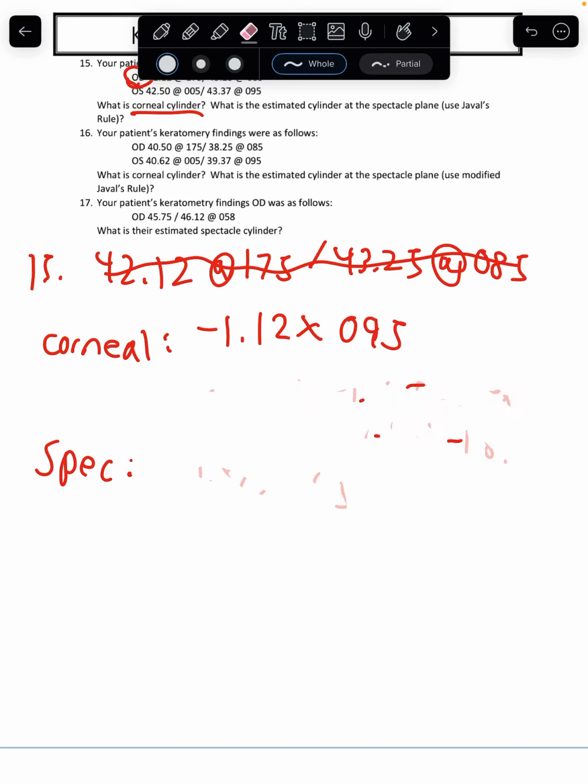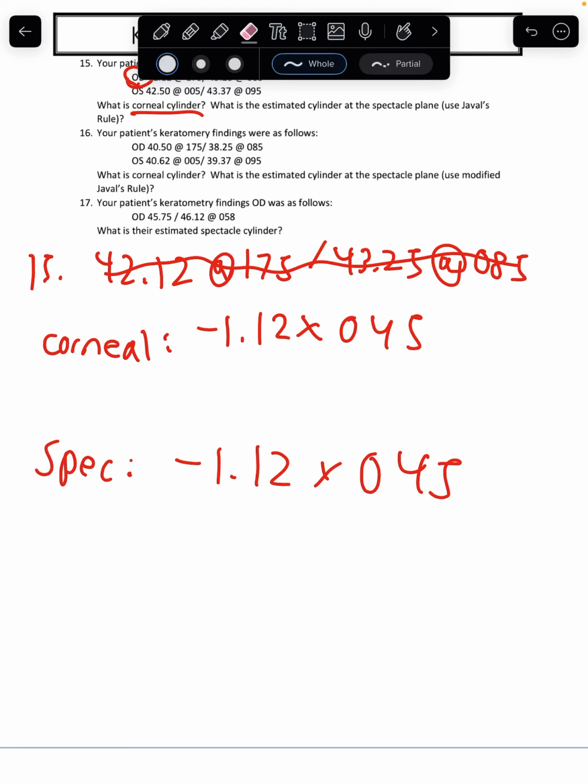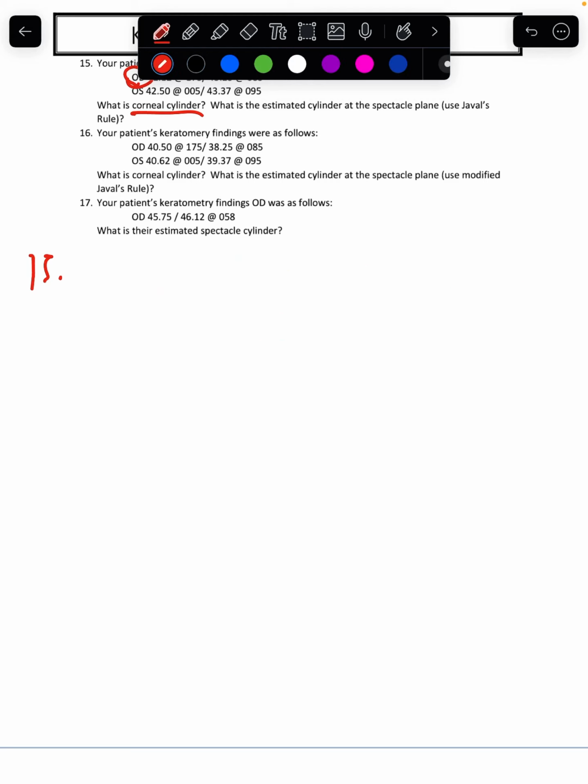Let's say hypothetically that the axis was something like axis 45. This is oblique. So when you have an oblique axis, the corneal CIL and the spectacle CIL are the same. So we'll just do nothing, and we'll leave it as minus 1.12, axis 45. Okay, so I'll leave you to do the left eye for the rest of number 15. We can do number 16.